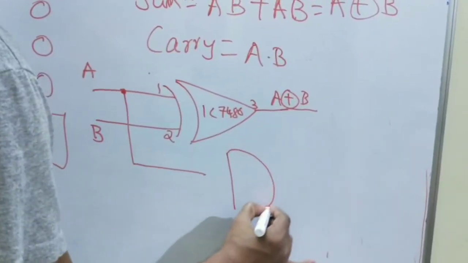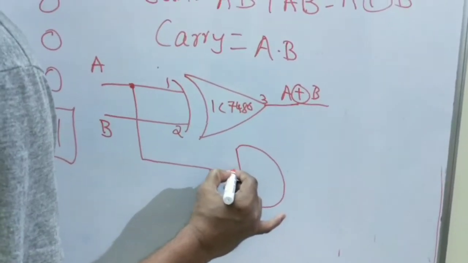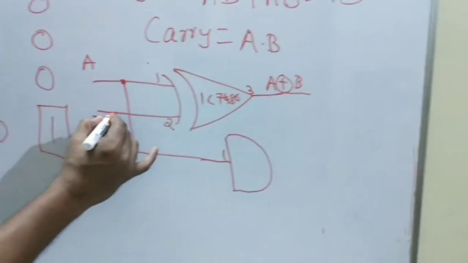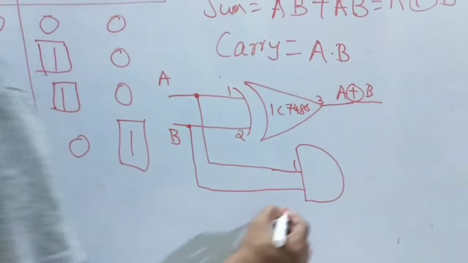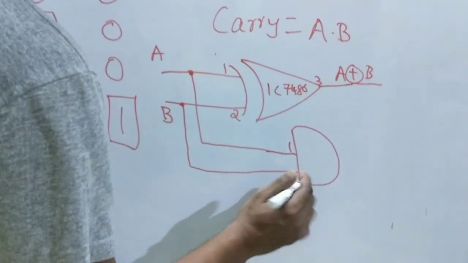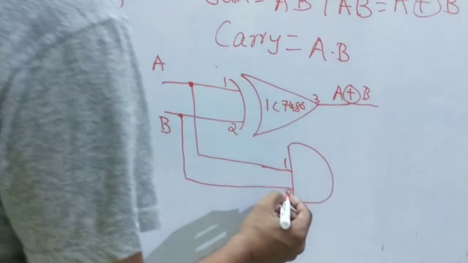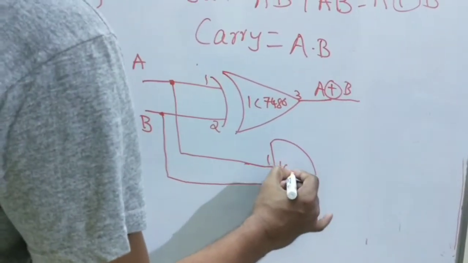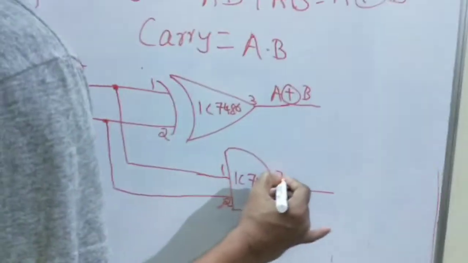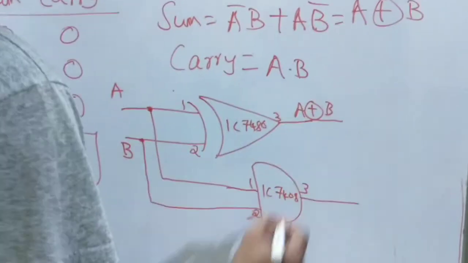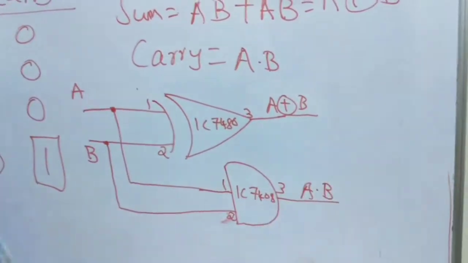I am going to connect it to AND. In the AND IC, I am using the first two input pins. B, I am taking from the XOR gate input, and that is connected to the second input pin of the AND, that is IC 7408. I am taking this output from pin number 3 and connecting it to an LED; that is A into B.